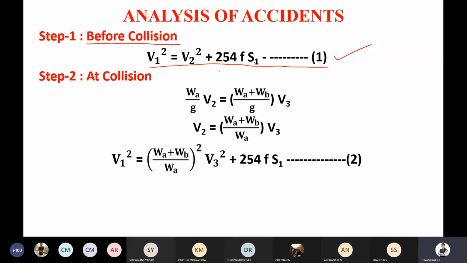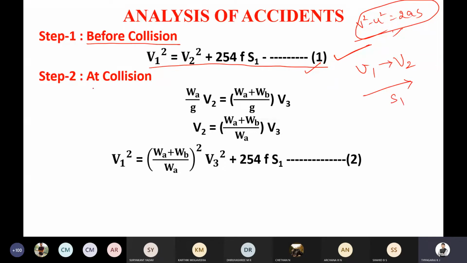Before collision the vehicle will be moving at V1 kmph. When it is about to collide, it reduces the speed to V2 and skids through a distance of S1. As we all know, v square minus u square is equal to 2as. The same formula is applied here for a vehicle in motion. That is before collision.